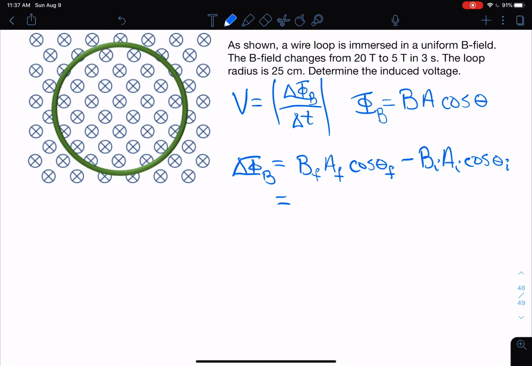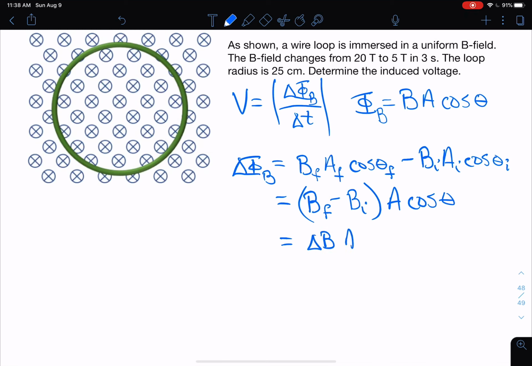So you could think of it as I pull the area and the cosine out. Those don't change. And so what I'm left with is B final minus B initial. And so this really just becomes delta B times A times cosine of theta. So when we do this change, let me write this down fully. This operator operates on this expression. Things that stay constant, it doesn't act on. It only acts on the thing that is changing. And so we get this nice simple expression for what the change in flux is going to be.